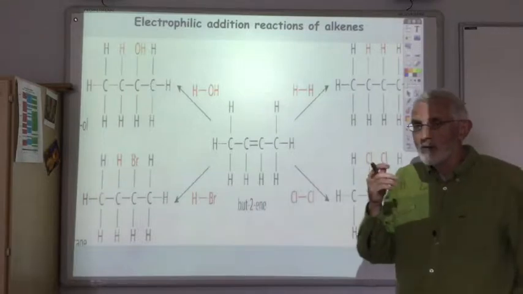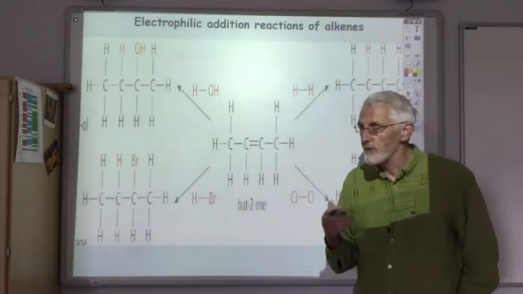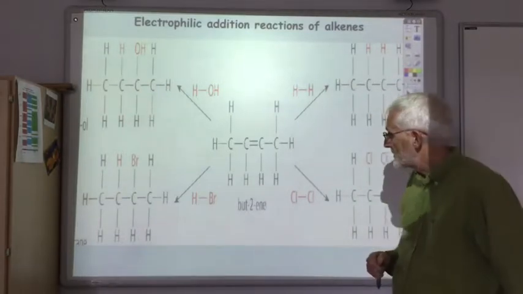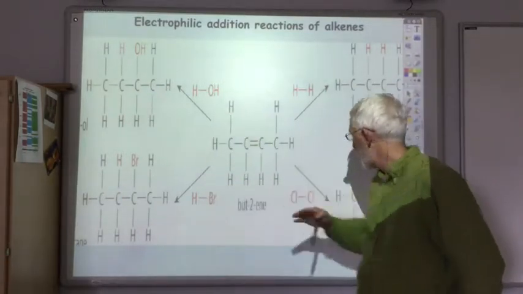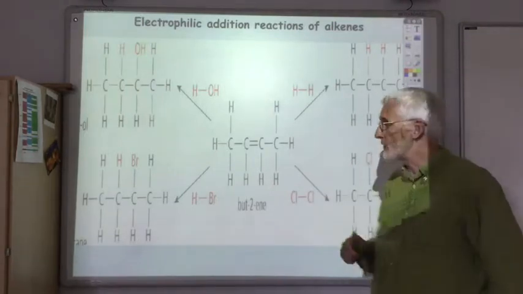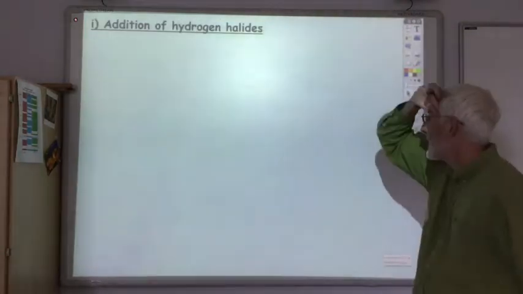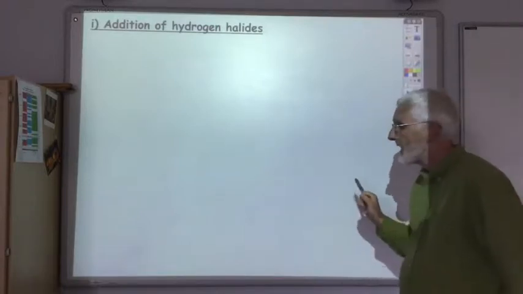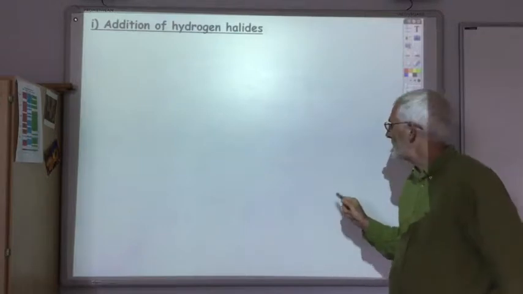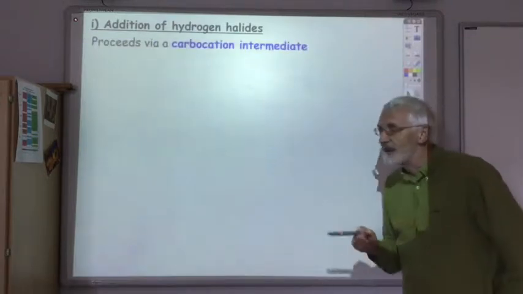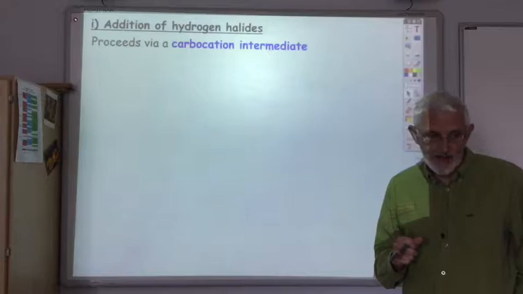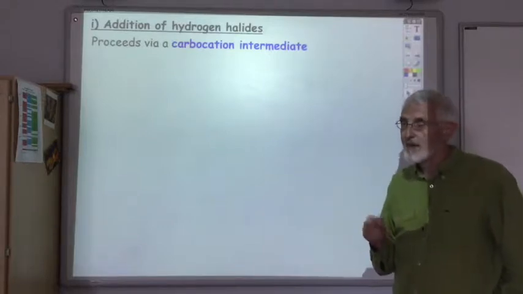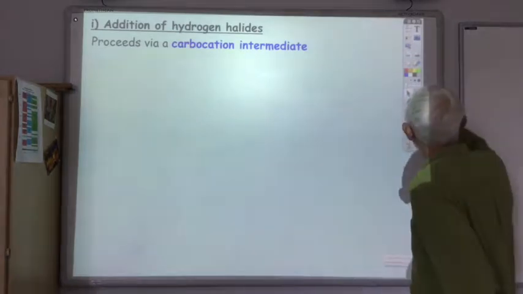Now we're only going to look at the reaction mechanisms for three out of those four. We're not going to look at the reaction mechanism for the addition of hydrogen. So we're going to look at the hydrogen halide, water, and halogens in that order. Let's look at the mechanism for the addition of hydrogen halides to alkenes. The first thing I want you to remember is that this proceeds via a carbocation intermediate. Remember, a carbocation is a positively charged carbon atom, and we'll see this in due course.